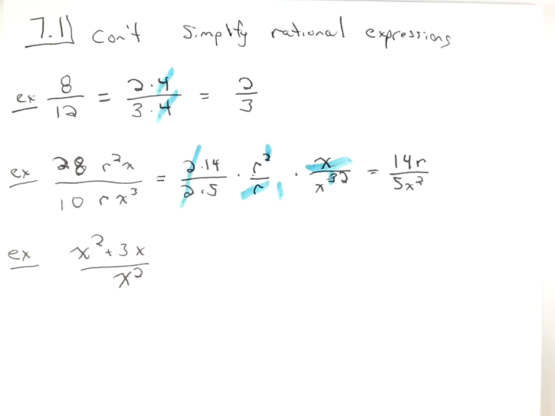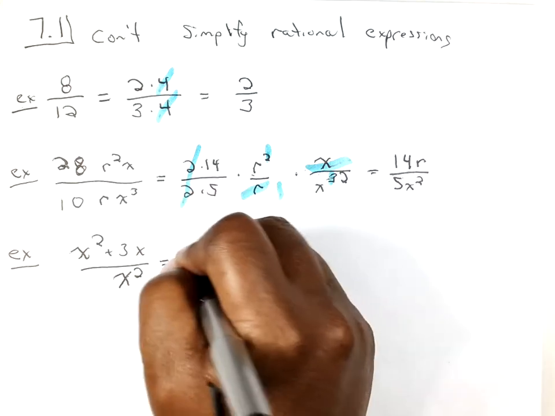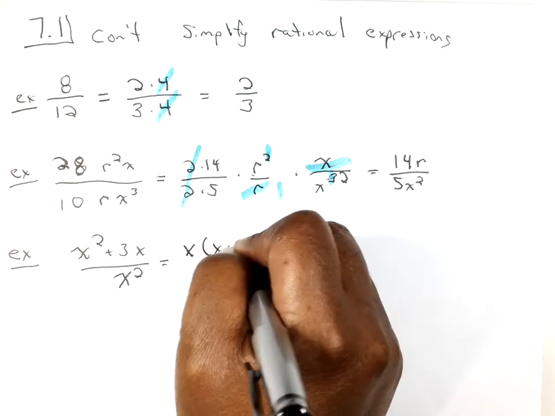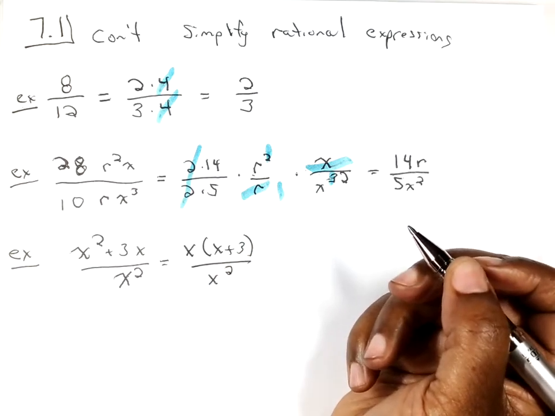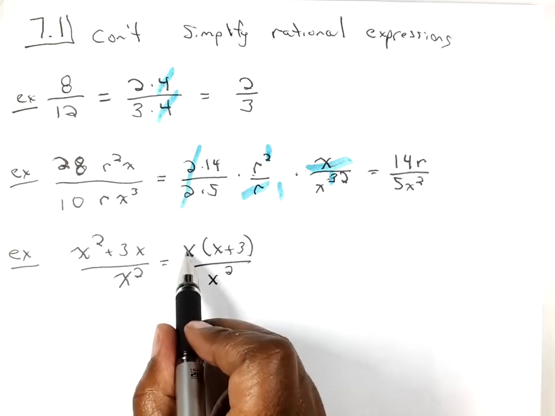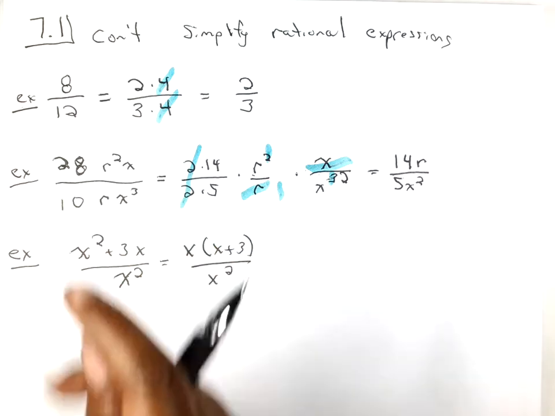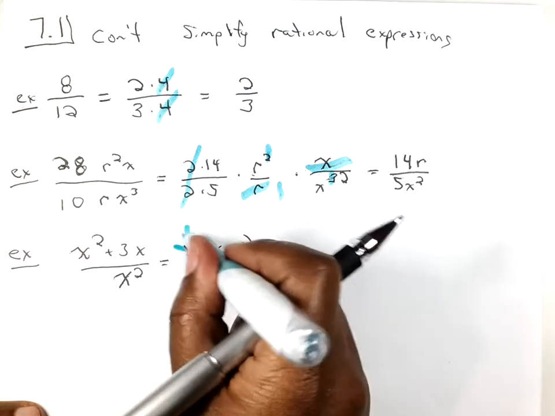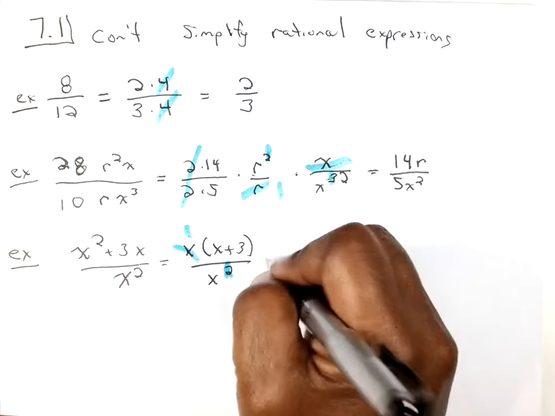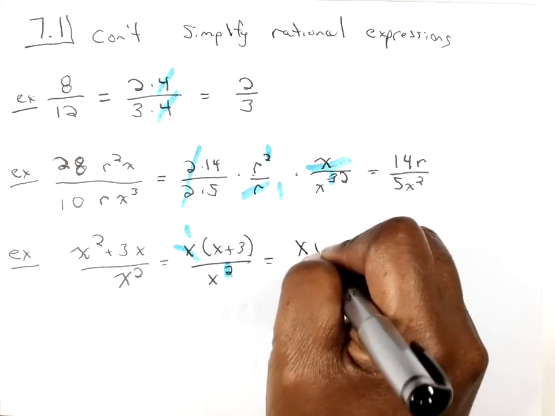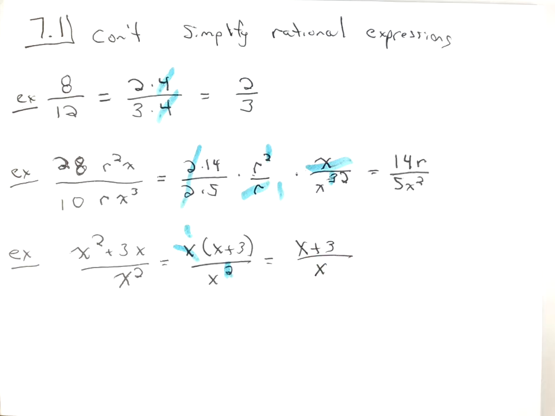Here in my next example, I have x squared plus 3x all over x squared. So I can factor my numerator, and I factor an x out, and I'm left with x plus 3. And then I have an x squared on the bottom. So this x on top will knock out one of these x's, so this is going to be gone. It just becomes a 1. And this exponent down the bottom becomes a 1. So I end up with x plus 3 on top and just one x on the bottom.